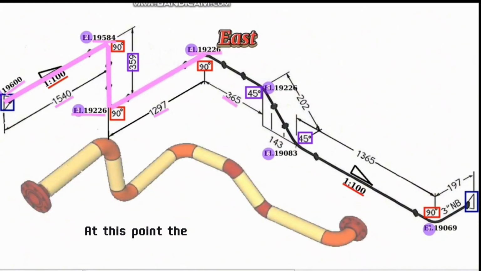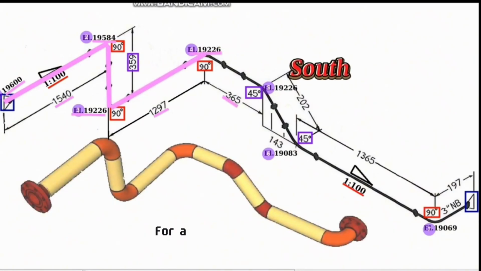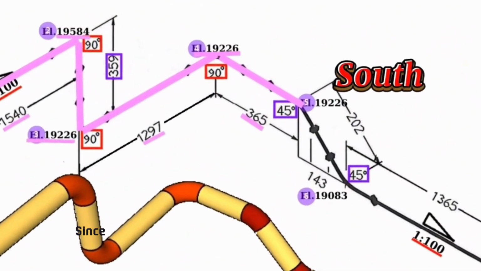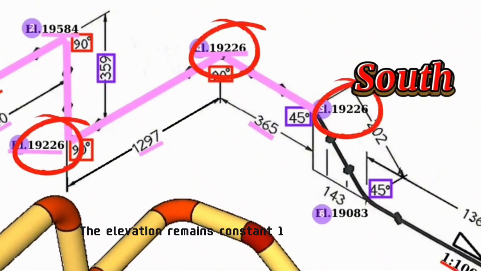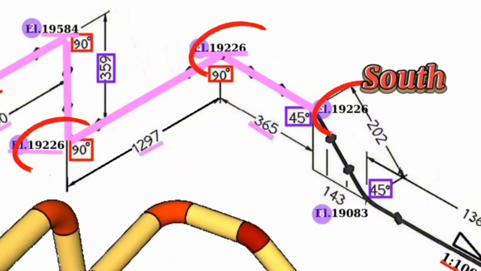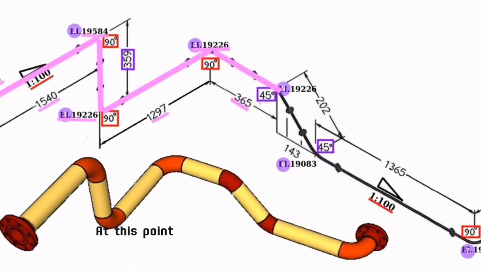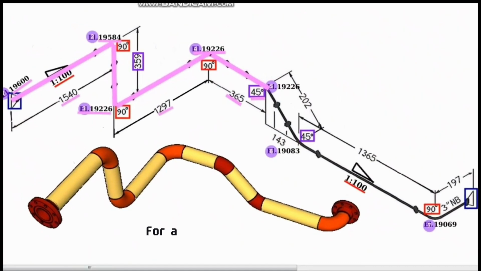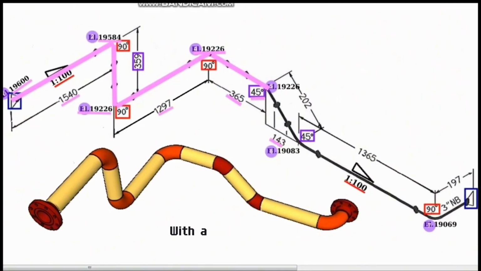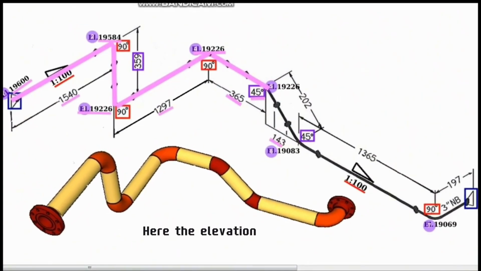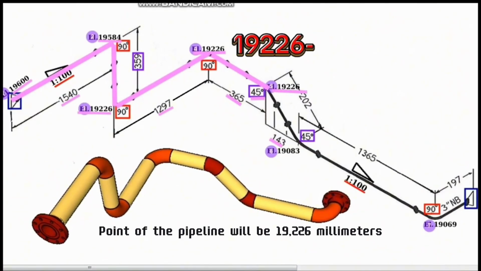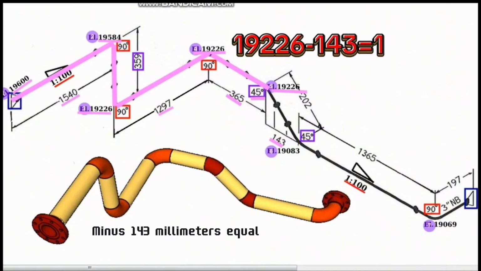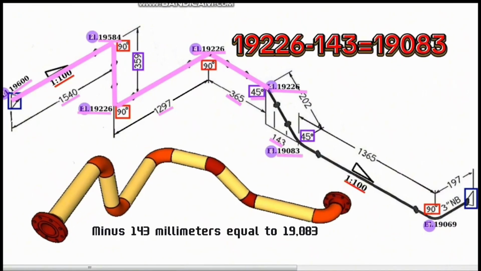At this point the pipeline turns to the southwards for a length of 365 mm. Since there is no slope in these parts of the pipeline, the elevation remains constant, 19,226 mm. At this point the pipeline continues downwards for a length of 143 mm with a 45-degree elbow. Here the elevation of the lower point of the pipeline will be 19,226 mm minus 143 mm, equal to 19,083 mm.